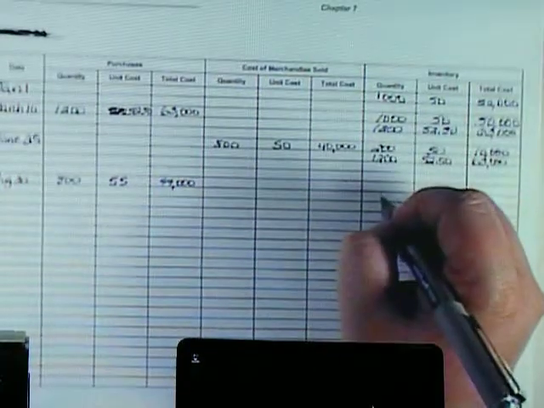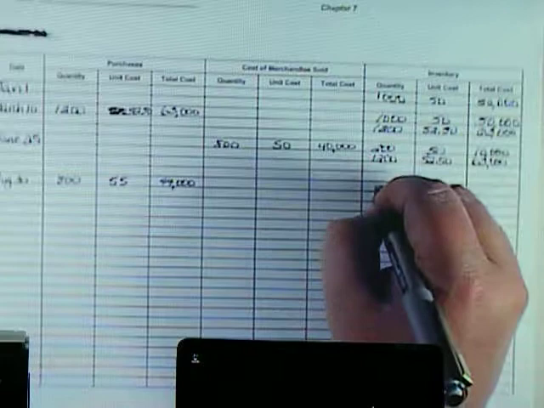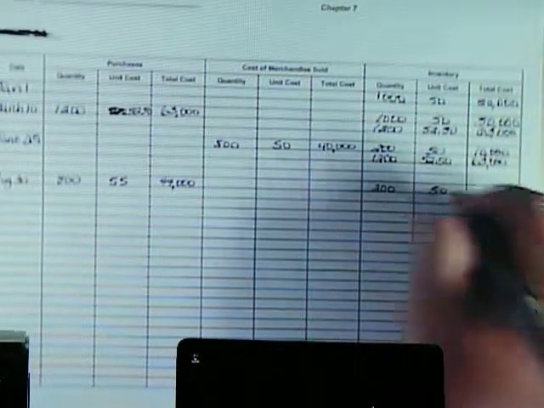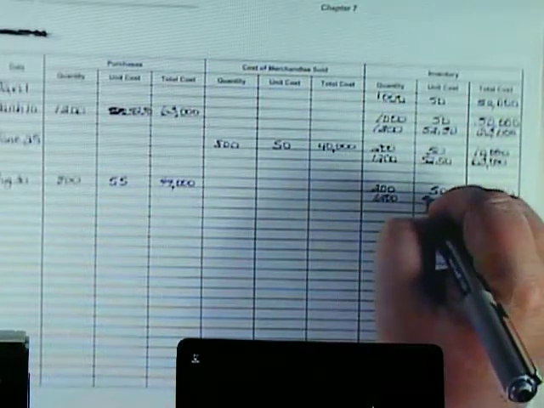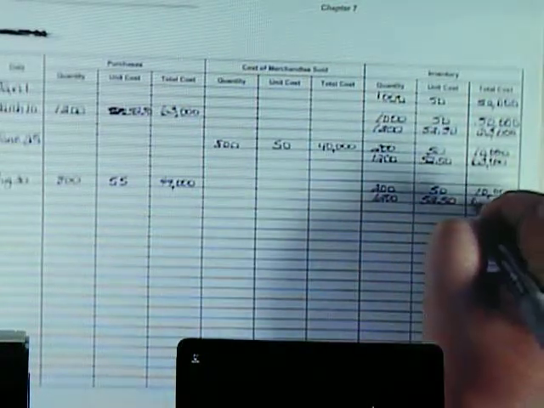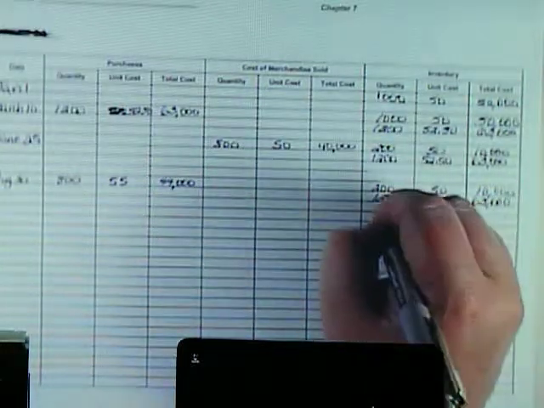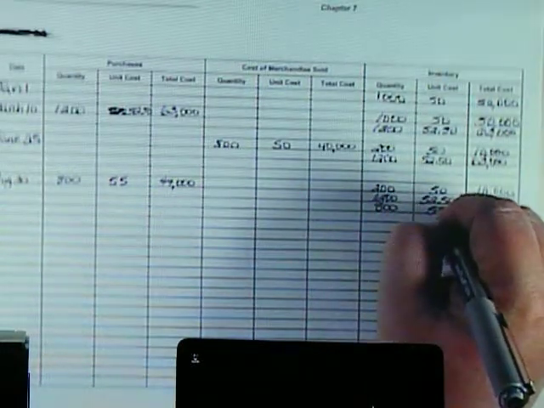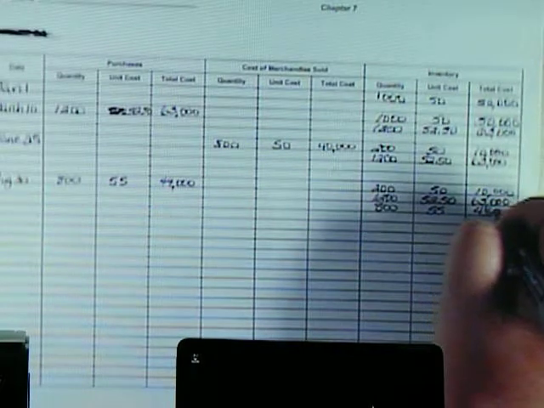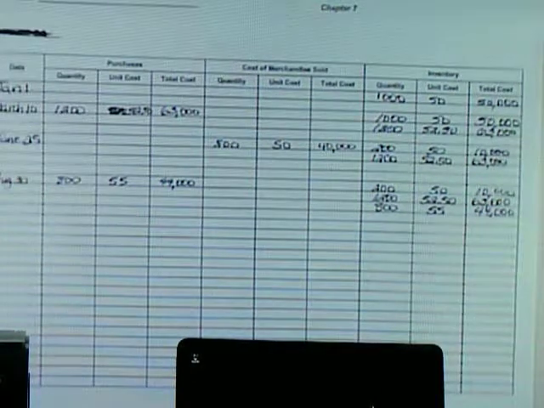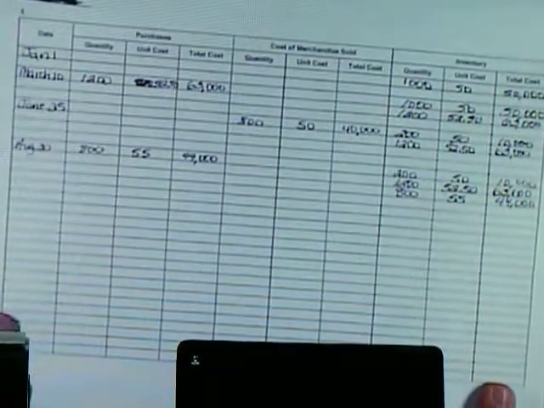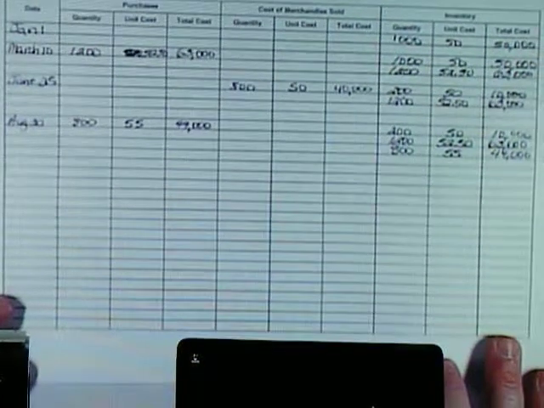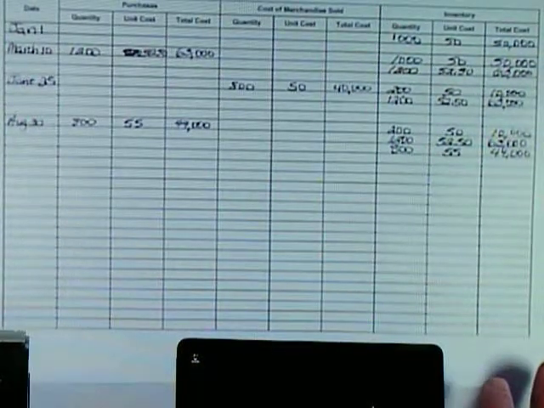And I'm going to come over here, and I'm now going to list all of my inventory. I have 200 units at $50 for $10,000. I have 1,200 units at $52.50 for $63,000. And I have 800 units at $55 each for a total of $44,000. Okay? Now, at this point, I'm going to slide the paper up just a little bit, so please make sure that you're following along in the chapter on pages 336 and 337.